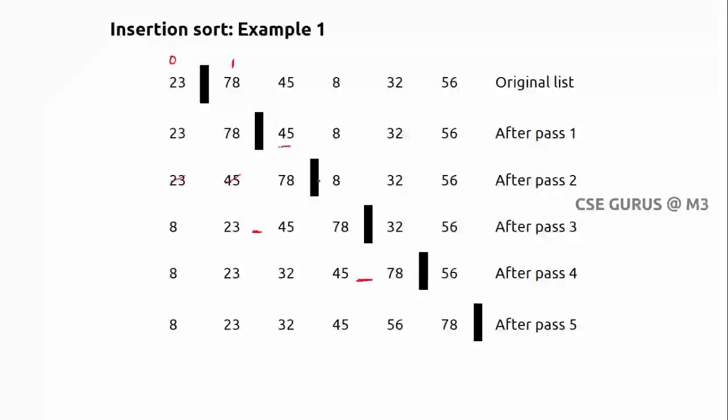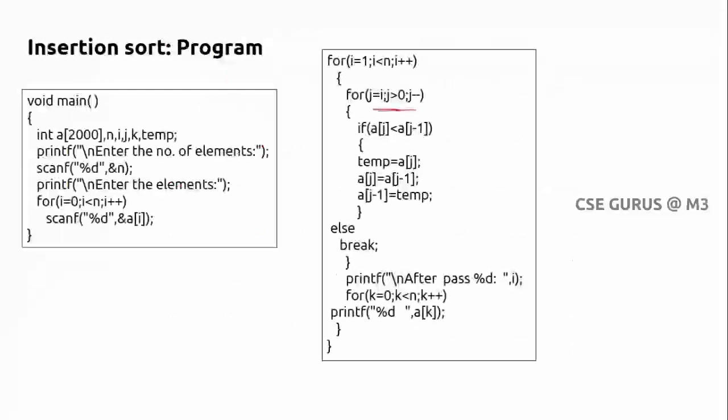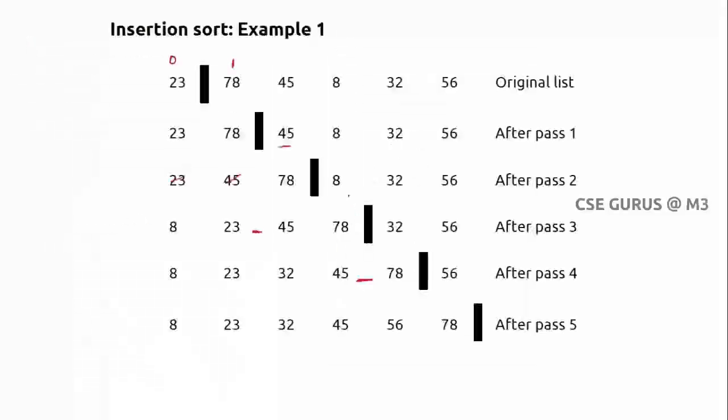So first, this one is swapping every time, until the condition is false. You can see if a of j is less than, then swap. Next also like this, every time it will do. If not, immediately break. No need to go to the next. Let us suppose I take something where it is initially false, like 23, 45, 78 is there.